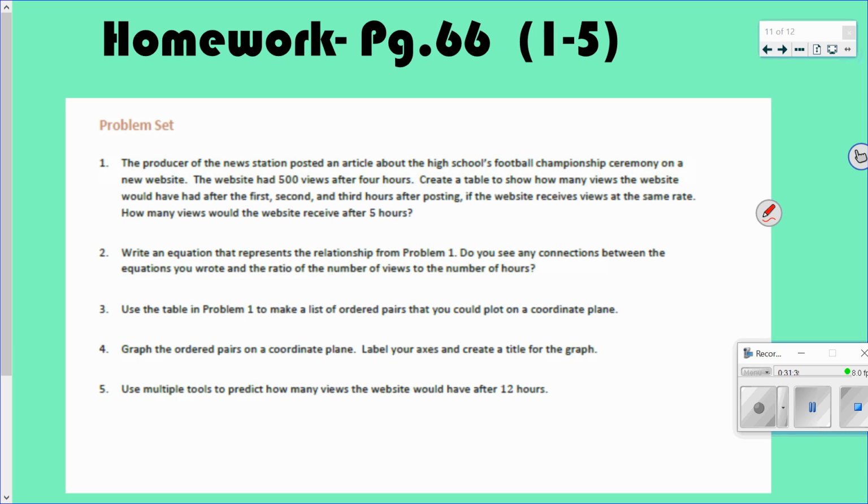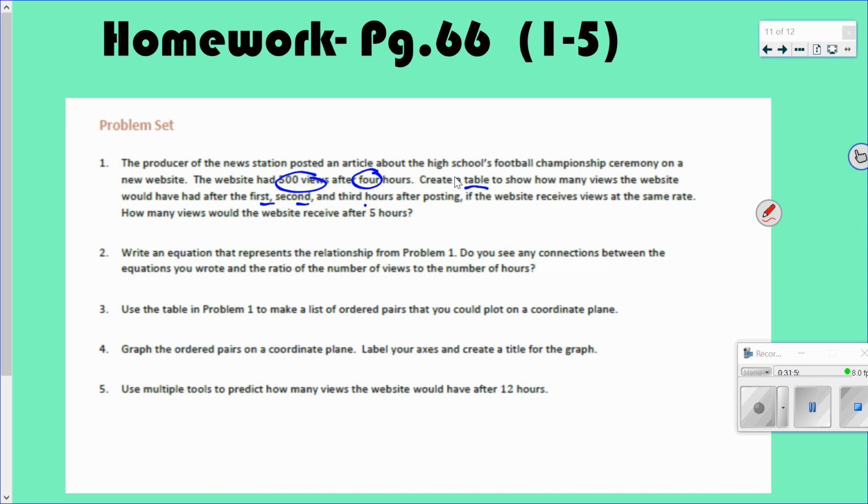Page 66 is a very difficult problem. You need to do exactly what it is telling you to do. It is saying to make a table to show the first, second, and third hours after posting. They gave you 500 at 4 hours. They gave you a value in the middle of it.